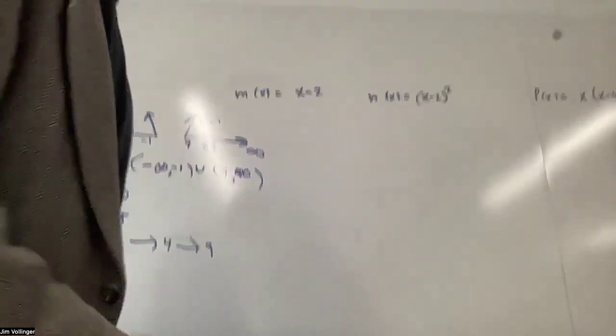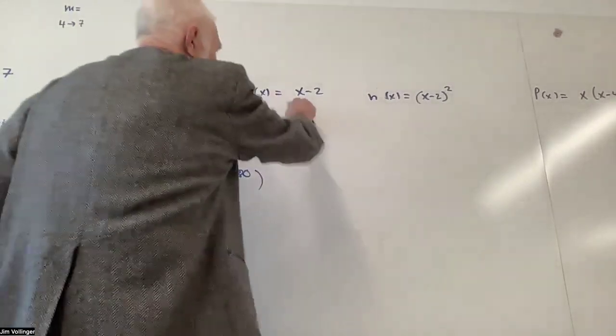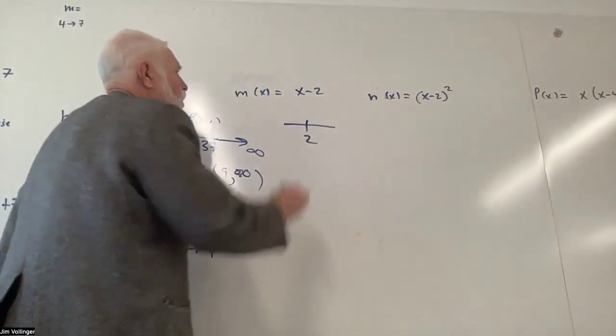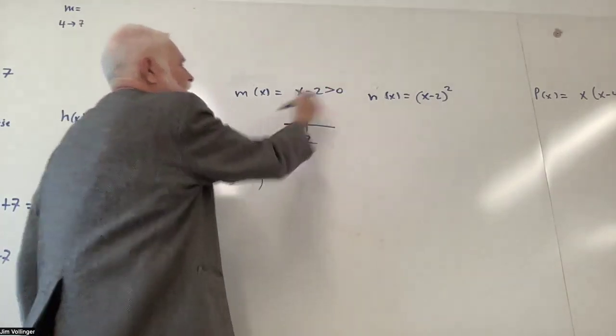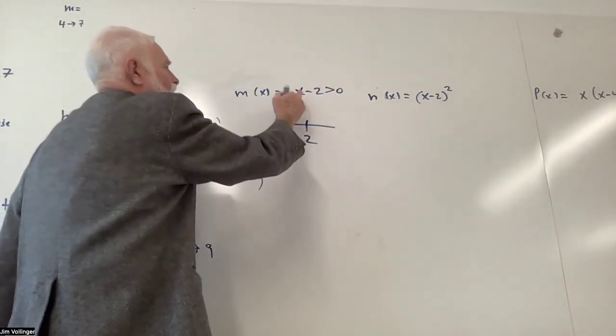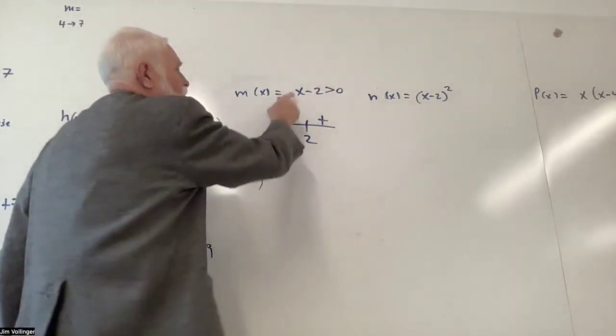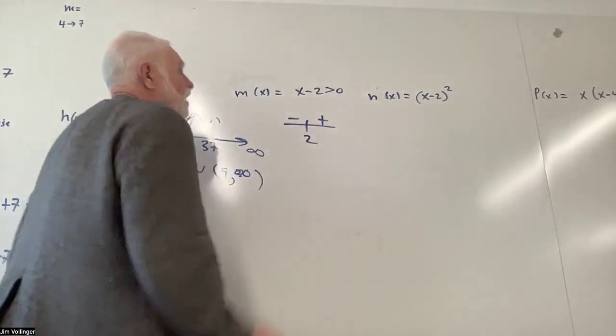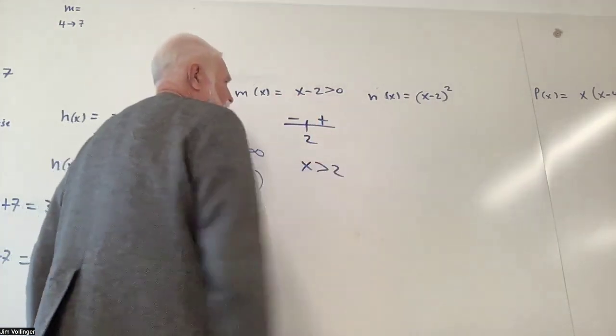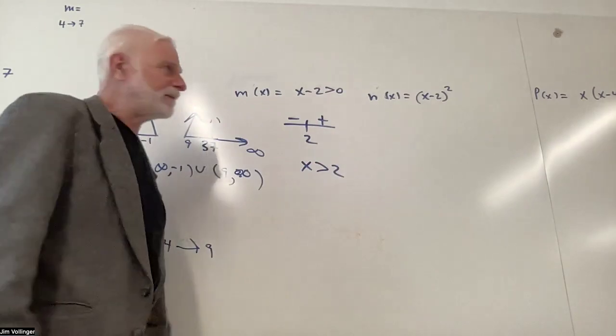Now let's go back to just sign changes with a different calculation. What's the critical number? 2. When is this thing greater than 0? Plug a number in. 3, 4, 5, 6, positives. Put a number less than 2, negative. So x is greater than 2 from a graphical sign chart perspective.